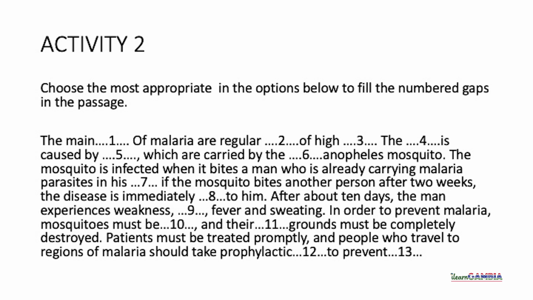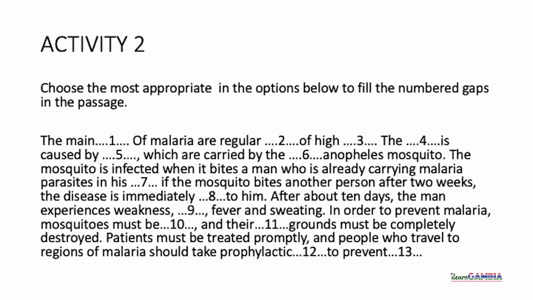Choose the appropriate option below to fill the numbered gaps in the passage. Now, the main dash of malaria are regular dash of high dash. The dash is caused by a dash, which are carried by the dash Anopheles mosquito. The mosquito is infected when it bites a man who is already carrying malaria parasites in his dash. If the mosquito bites another person, after 2 weeks, the disease is immediately dashed to him.